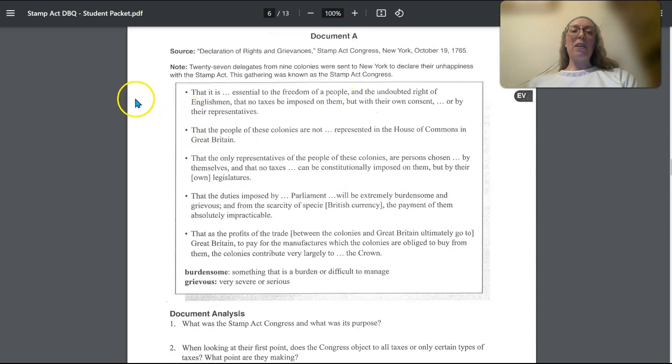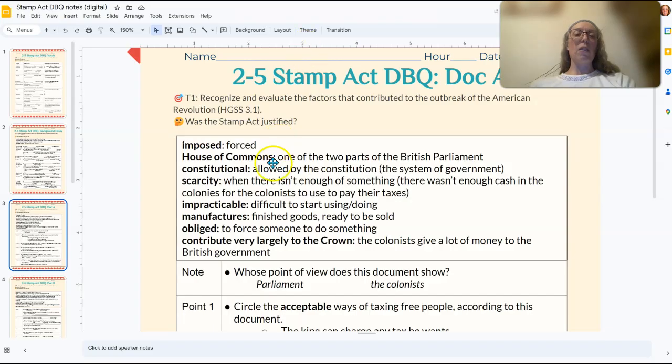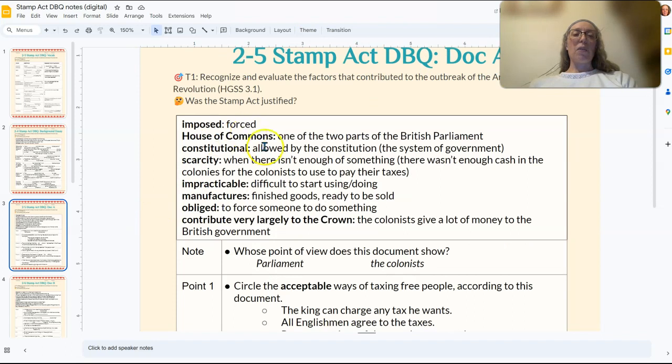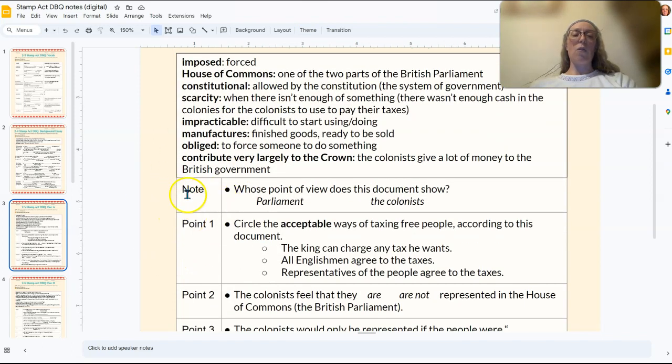So in our packet, we are looking at document A. This is from the Stamp Act Congress, the Declaration of Rights and Grievances. The note says 27 delegates from 9 colonies were sent to New York to declare their unhappiness with the Stamp Act. This gathering was known as the Stamp Act Congress. So it was delegates from 9 of the colonies. So if we look at our notes, there's some vocabulary words that we'll come back to here that you can refer to. And then there's this note.